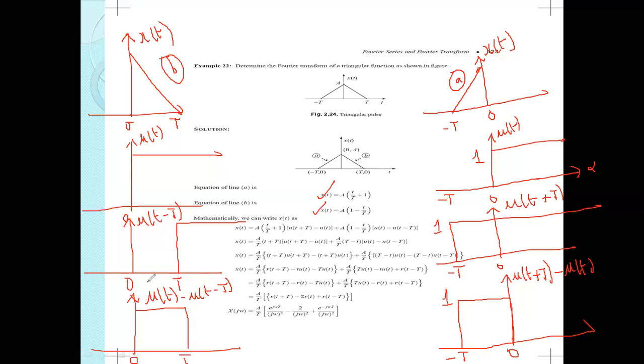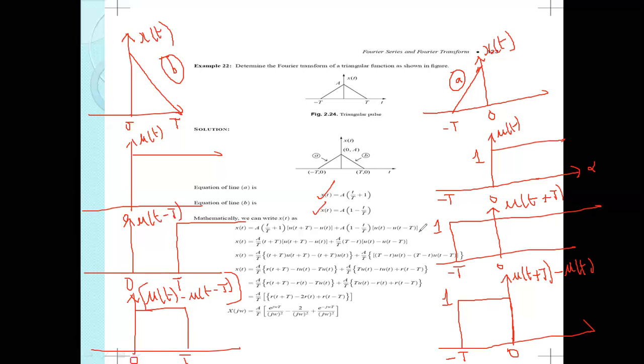Then the total function u(t) minus u(t minus T) is multiplied with the slope of b. See here, what is the slope of b? It is A into 1 minus t by T, multiplied with u(t) minus u(t minus T). Got it, my dear students? We got the mathematical expression.